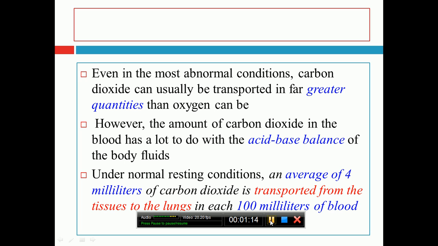however, the amount of carbon dioxide in the blood has a lot to do with the acid-base balance of the body fluid. Obviously we have discussed it in many instances, the buffer system of the body, of the blood. As you know, blood has a pH of 7.4 plus minus 0.5. So it means that the range is 7.35 to 7.45. If this pH goes above 7.45, it means that alkalosis is there. While if this pH comes below 7.35, as in many diseases like metabolic or certain respiratory diseases, this pH may drop down to 7.25 or 7.3 or 7.2. So this is called acidosis.